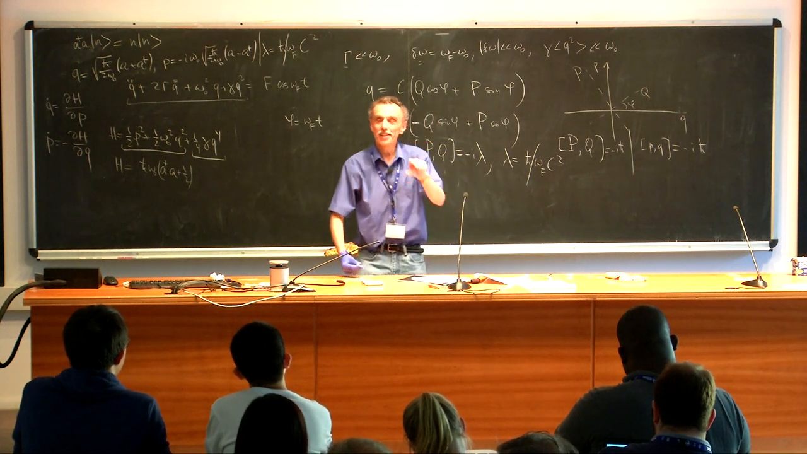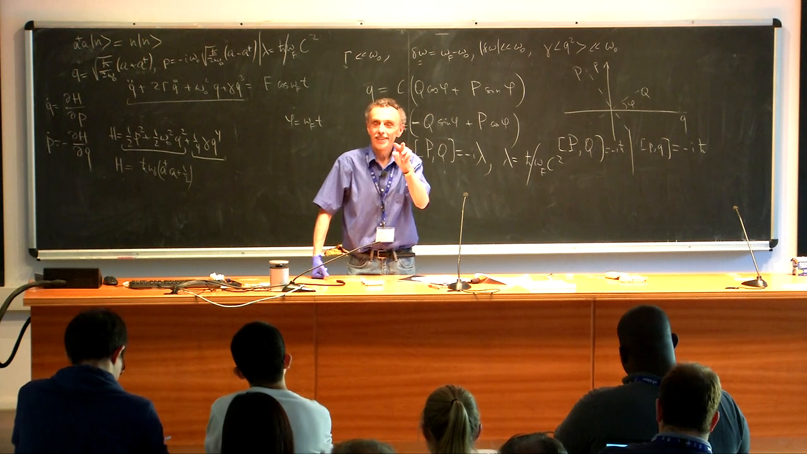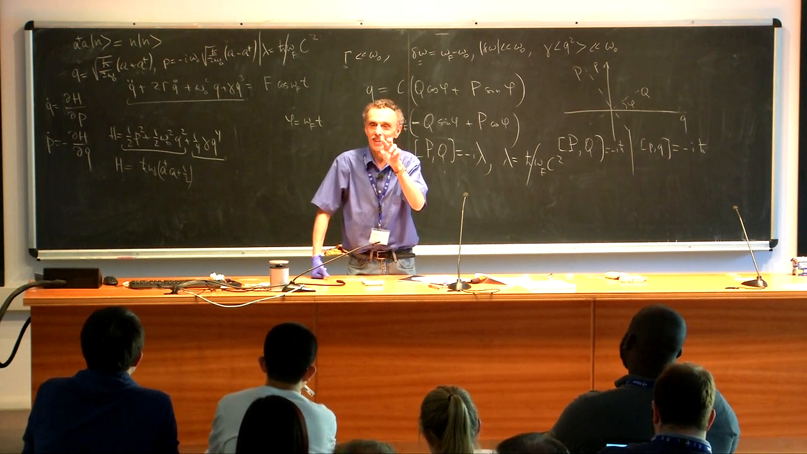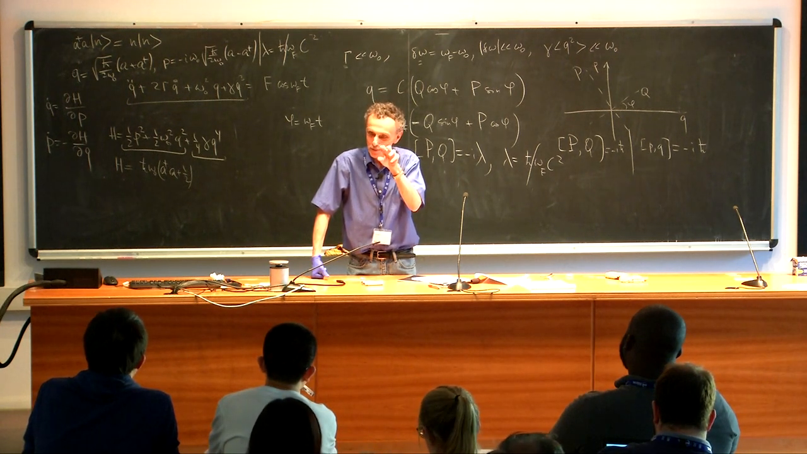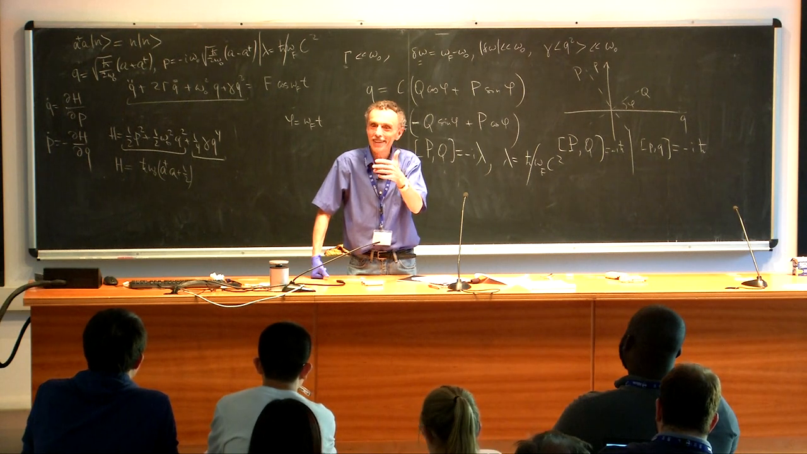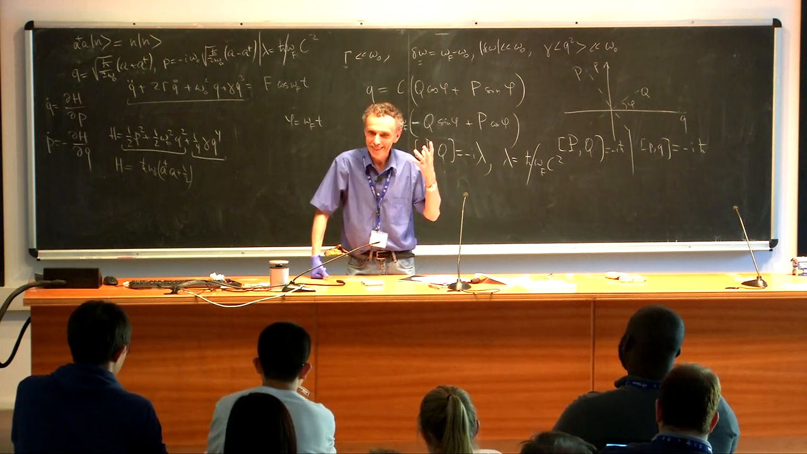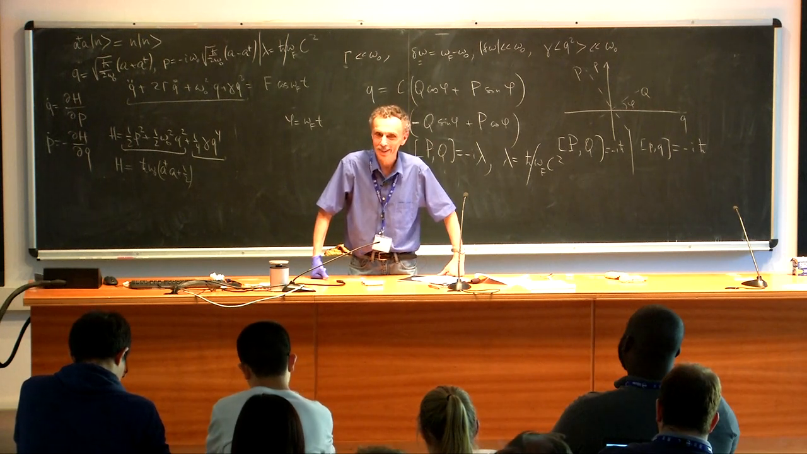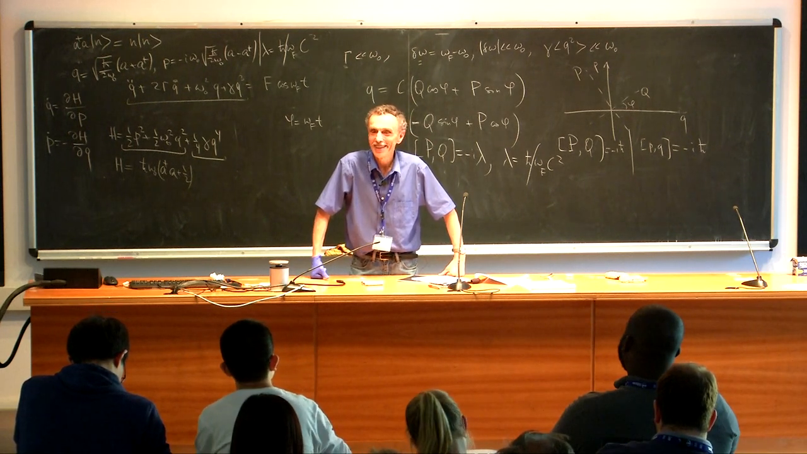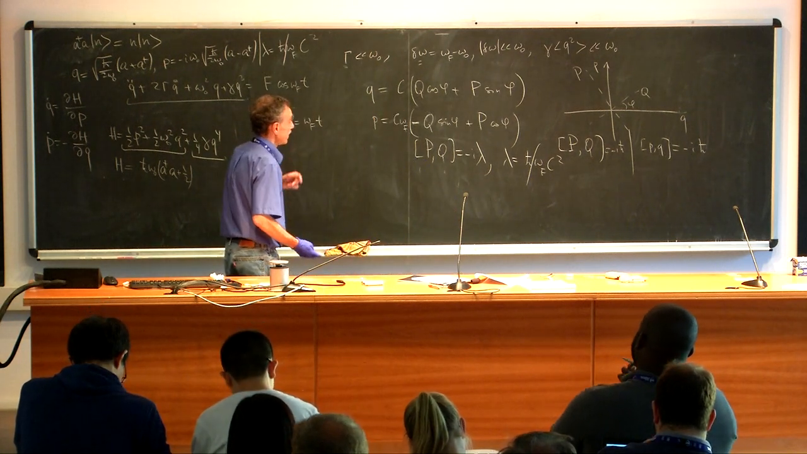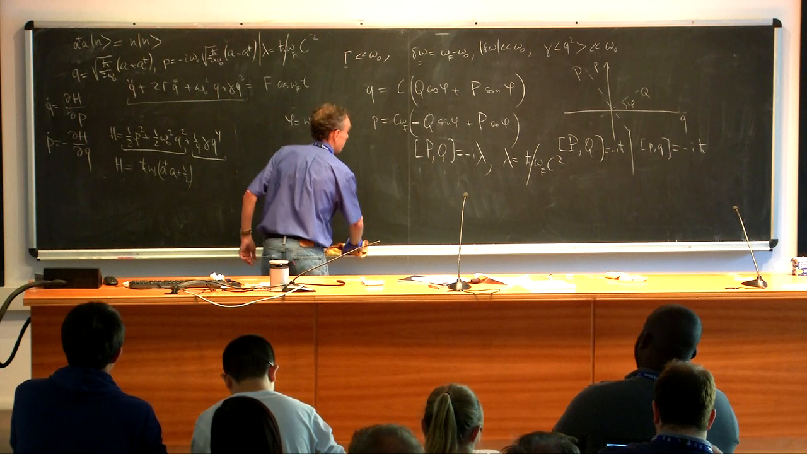It's like you measure volume in centimeters and then you change your unit to meters. The volume meter is 100 times bigger than a centimeter. So in meters, it will be 10 to the 6 smaller. So you divide, not multiply. Okay? Okay, so this is the canonical transformation that I am making.